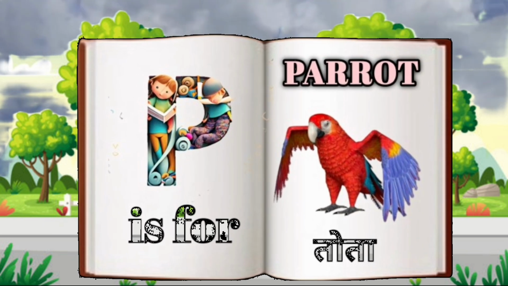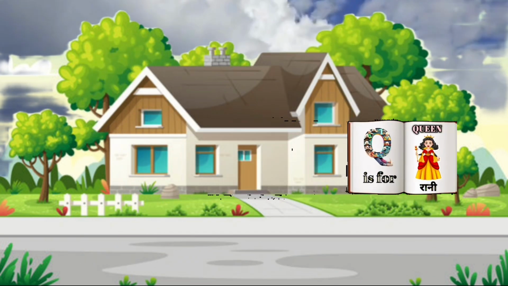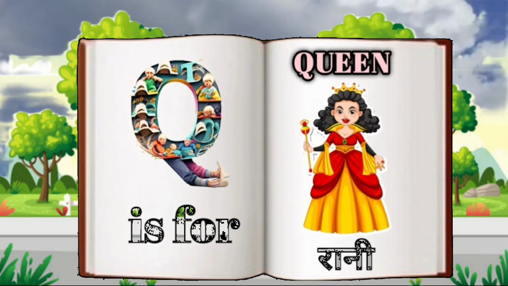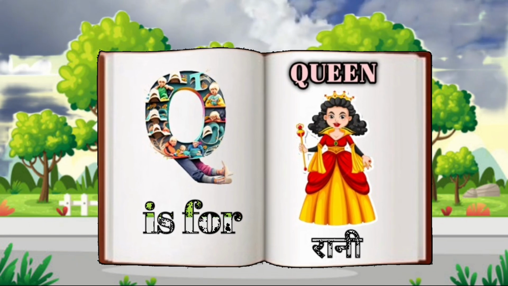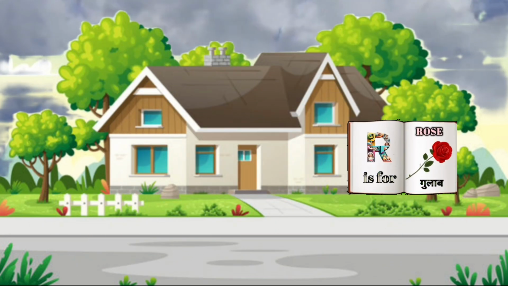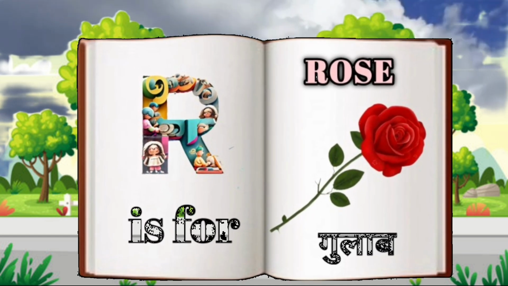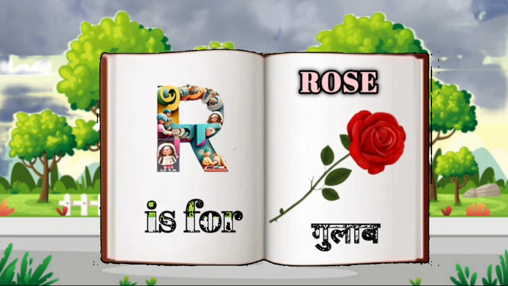P is for parrot. Parrot means tota. Q is for queen. Queen means rani. R is for rose. Rose means gulab.